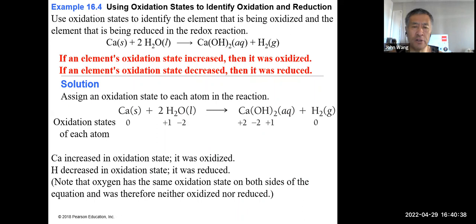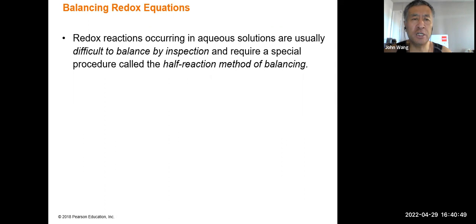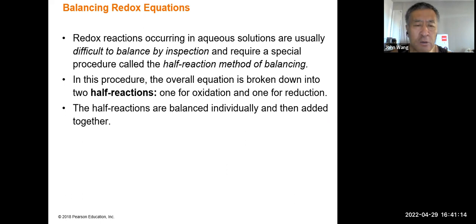You can use this oxidation technique to balance equations. Redox reactions that occur in aqueous solution are usually difficult to balance by inspection or trial and error. It requires a special procedure called the half-reaction method of balancing. In this procedure, the overall equation is broken down into two half-reactions, one for oxidation, one for reduction. Then the half-reactions are balanced individually, then added together.